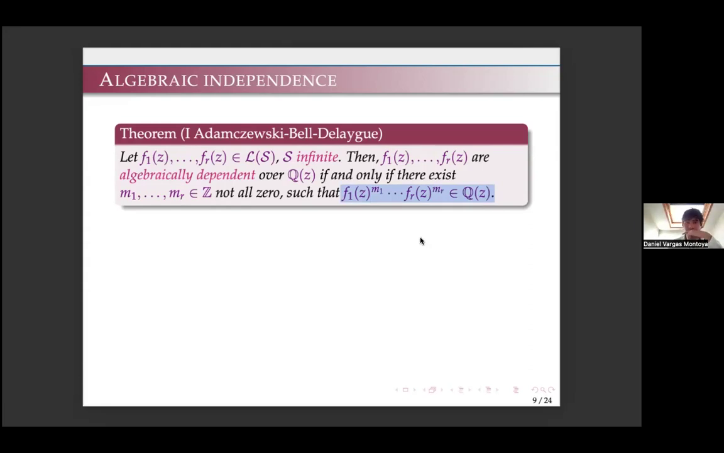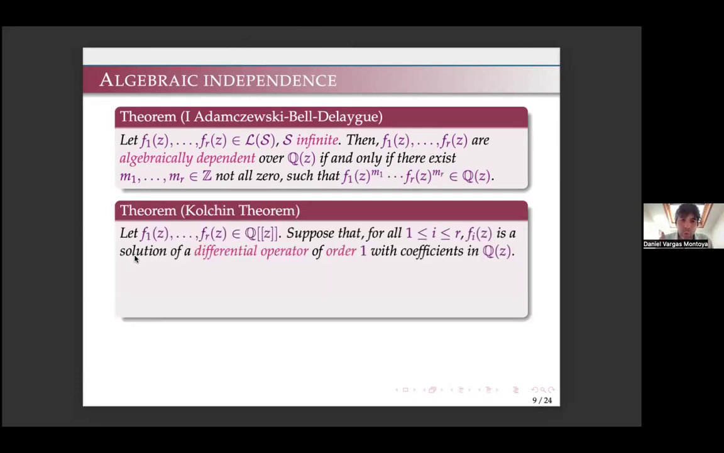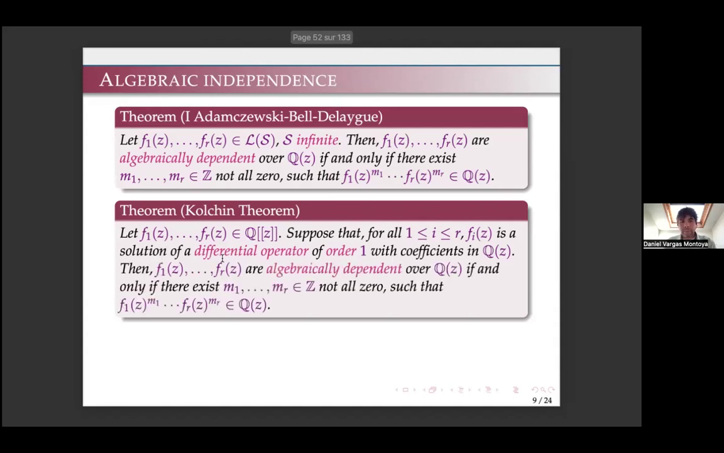Okay, so maybe as you know, this theorem is very close, at least the conclusion of this theorem is very close to the Kolchin theorem. So let me recall the Kolchin theorem. So we have power series F1, ..., FR. We suppose that for all i, Fi is a solution of a differential operator of order 1 with coefficients in Q(z). Then F1, ..., FR are algebraically dependent over Q(z) if and only if there exist integers m1, ..., mR, not all 0, so that this product is a rational function.